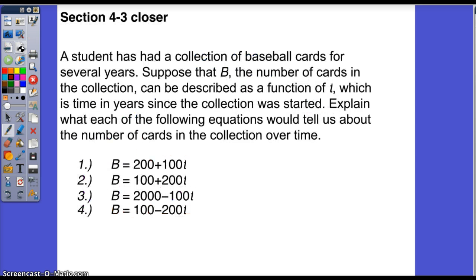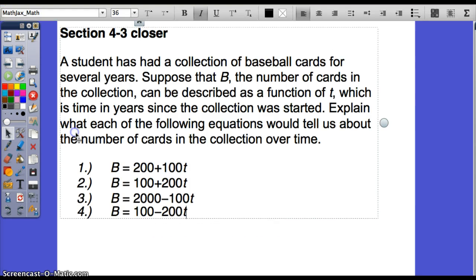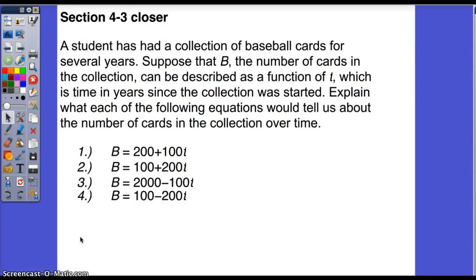Last but not least, we just have a little closer. And it says a student has a collection of baseball cards for several years. Suppose that B, the number of cards in the collection, can be described as a function of T, which is in time of year since the collection was started. Explain what each of the following equations would tell us about the number of cards in the collection over time. So just take a second and think about it.